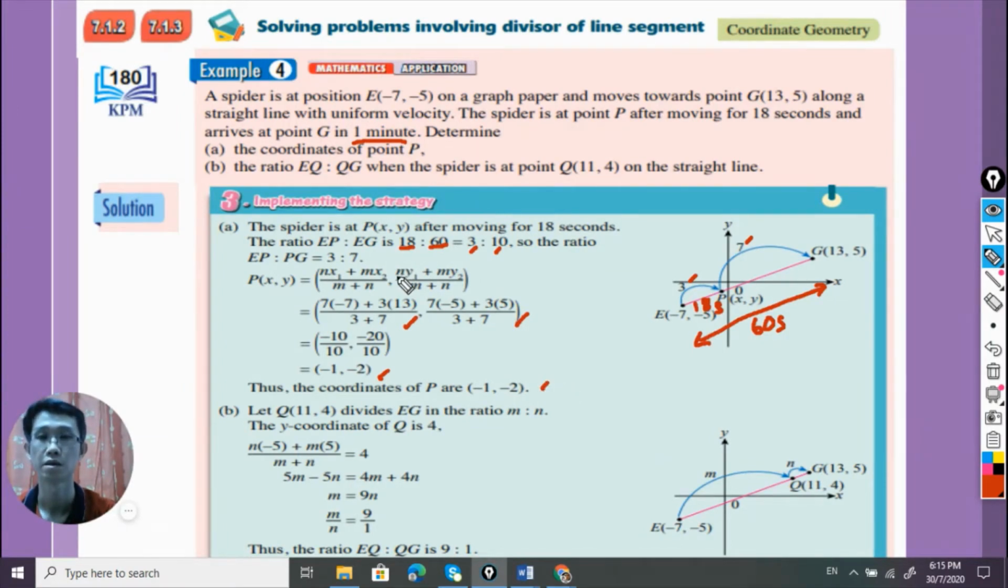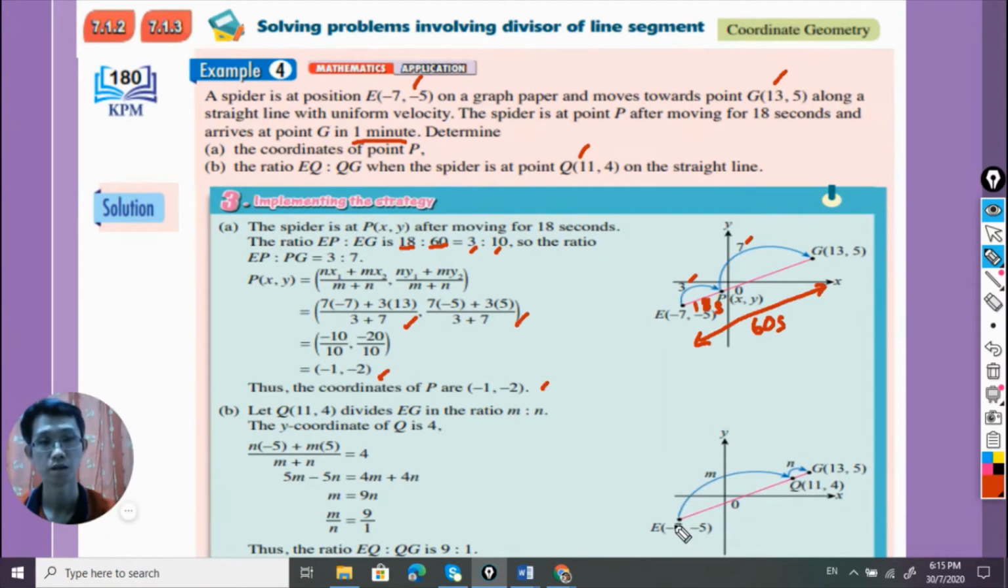Settle the question part A. So now let's move on to part B to get the ratio of EQ and QG. You are given the point Q, which is (11, 4). Based on the information given, the E, the G, and the Q, you can sketch the line segment involving these 3 points in this way.